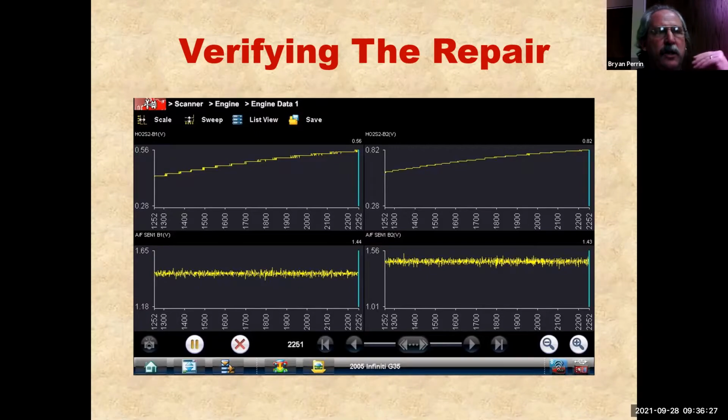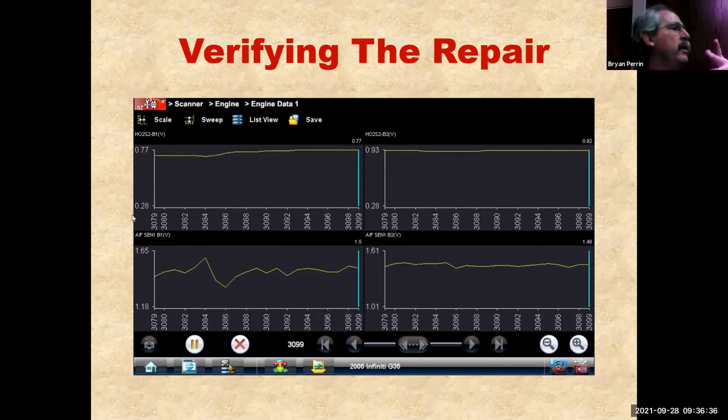You know, so this again, learn. So when I saw the next one, I didn't second guess myself. I was much more confident. So here again, verifying the repair, we can see where they learned. And you can see how good the voltage is on the other, 920 millivolts.